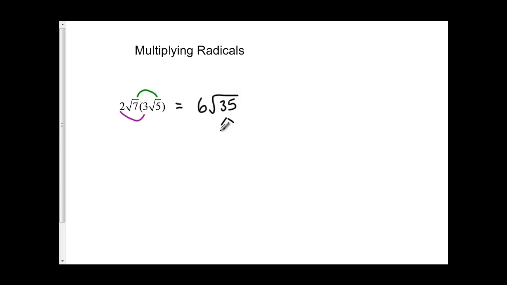Now, if I quickly check the prime factors of root 35, I find that they're 5 by 7. There are no perfect squares that I can pull out of this, so that is, in fact, in lowest terms.